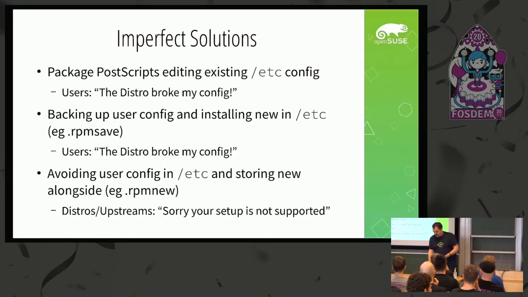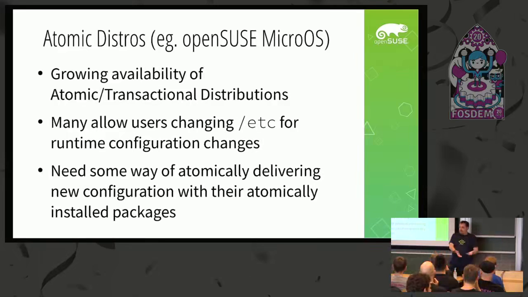It's the hell we've all been living doing distros for so long, and the hell's getting worse, because there's this lovely new trend of atomic distributions, like openSUSE MicroOS, where this problem gets even more complicated, because in MicroOS, we have a read-only root file system. A user can't modify that root FS once it's there, but we want them to be able to modify /etc, because they need to be able to change the settings. But we need some way of atomically delivering those new configuration settings without messing around with their config, so it has all of the issues plus more, because we can't just mess around on the root file system like we used to.